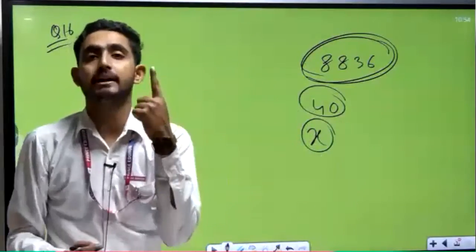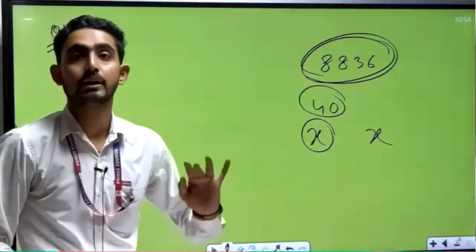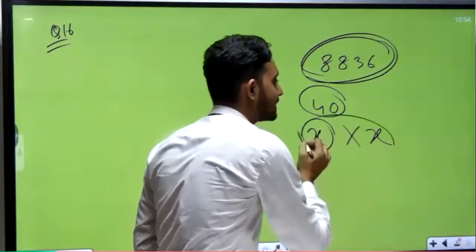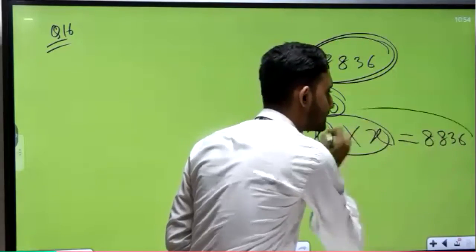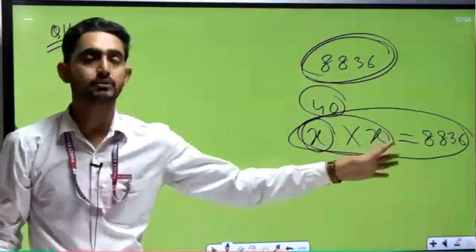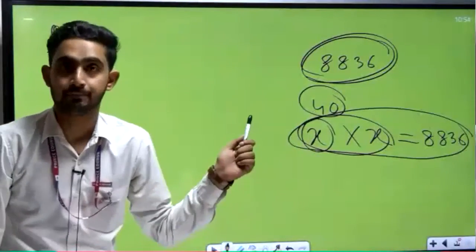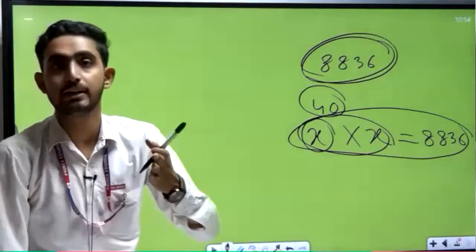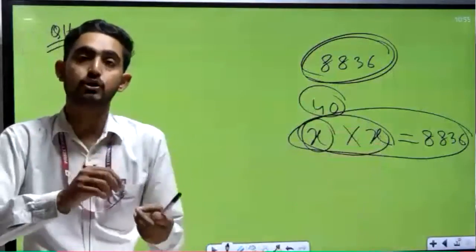and each member contributes how many rupees? X rupees. Similarly, if I ask you how many total rupees they are contributing, we can say X multiplied by X, and that is equals to 8,836. This is the equation. You have to try to understand how to make an equation. Afterwards, we can easily find the answer. This question and question number 14 are the same. So if you understood this question, that question is also the same.